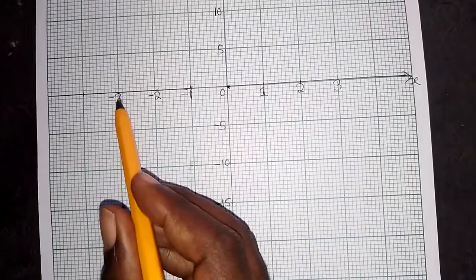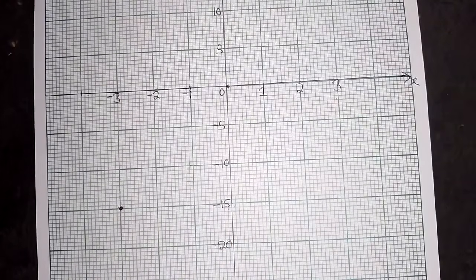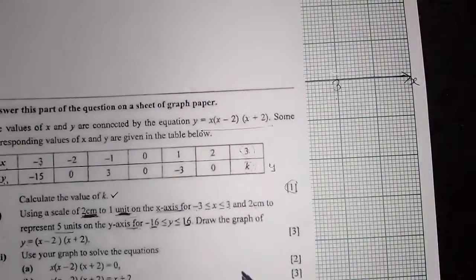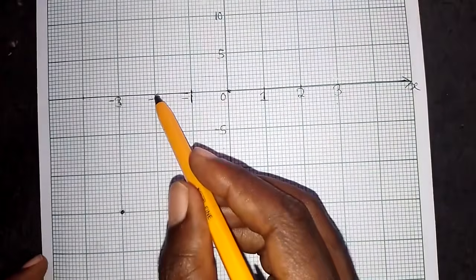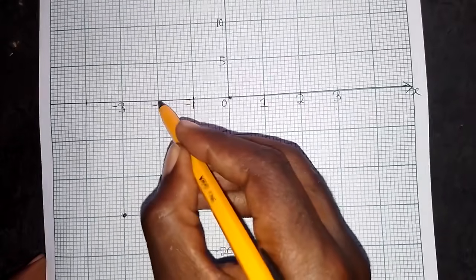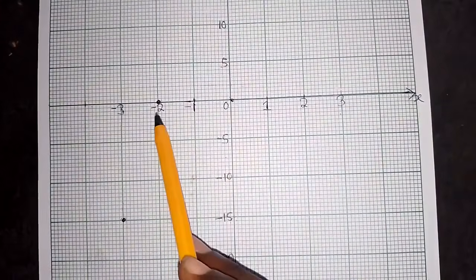You're able to see a 3 there. You're able to see a negative 15 there. This is the first point. You move to the next point. Negative 2 comma 0. Negative 2 is here, and 0 is also here. Have you seen? 0 is here. So that is negative 2 comma 0.